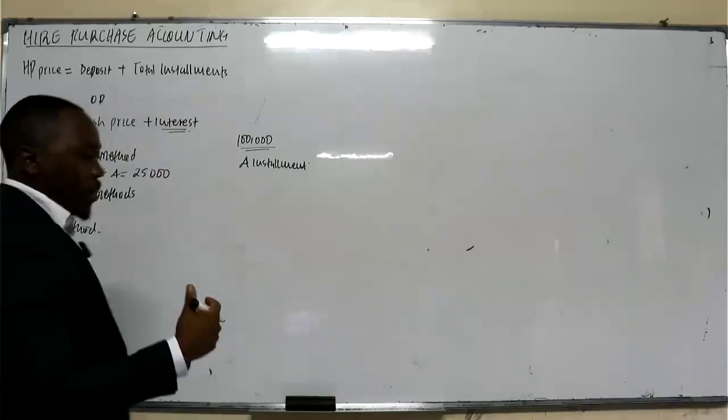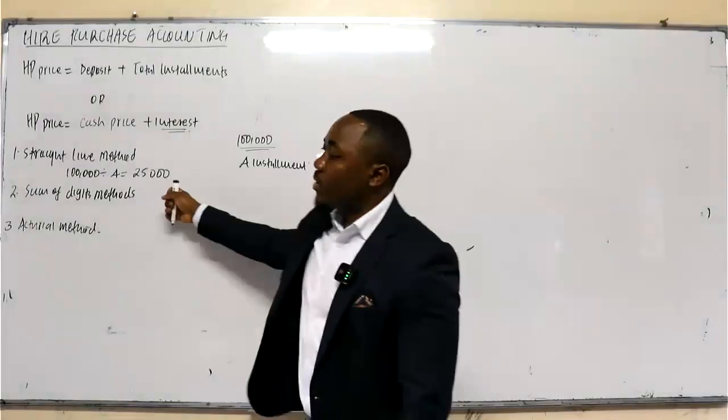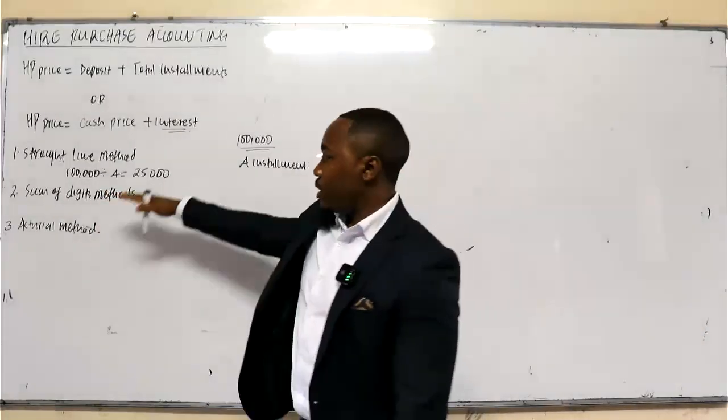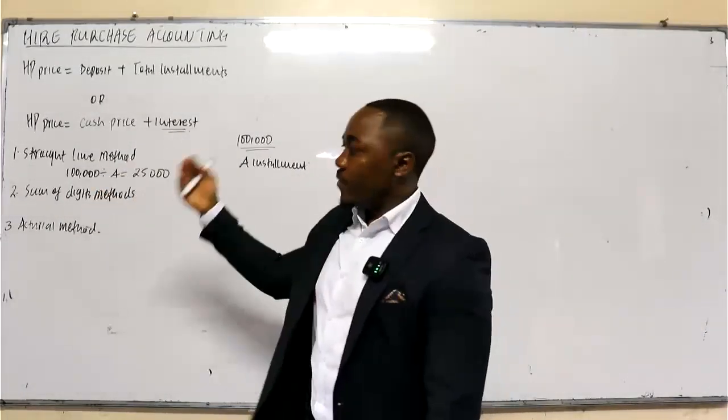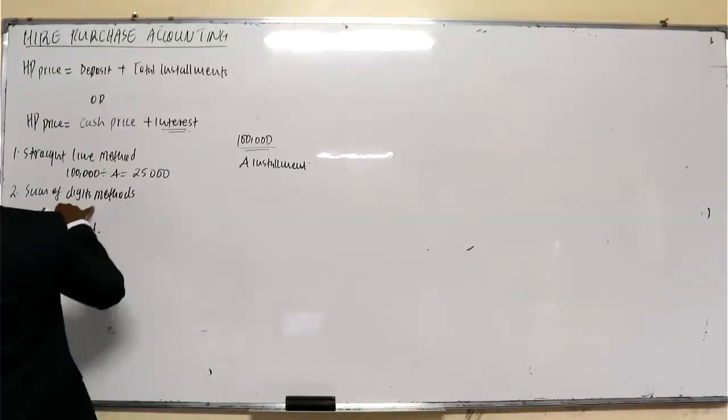That means when the customer pays the first installment, you recognize an interest income of 25,000. Second installment, 25,000. Third installment, fourth installment. That's what we call the straight-line method. Then number two, we have the sum of digits method.